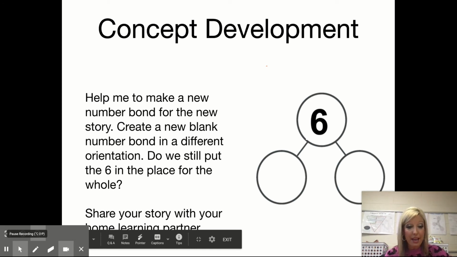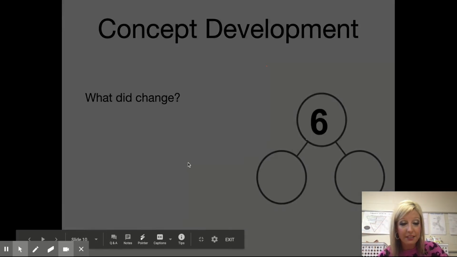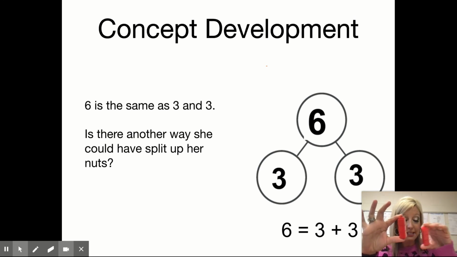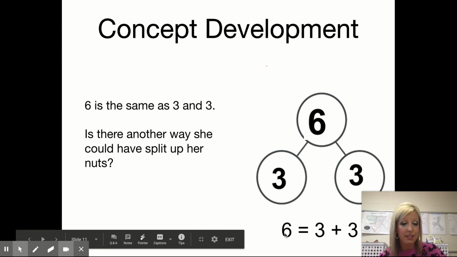What's another way we could break 6 into different parts? What's another way that squirrel could have split her nuts up? I decided to do 3 and 3. So let's take a look at what that would look like. So we would have 6, and I've split that into 3 plus 3. So my number bond would still have 6 as the whole, because that's what we started as. And then we would decompose it into 3 plus 3. And my number sentence aligns with it. 6 equals 3 plus 3.